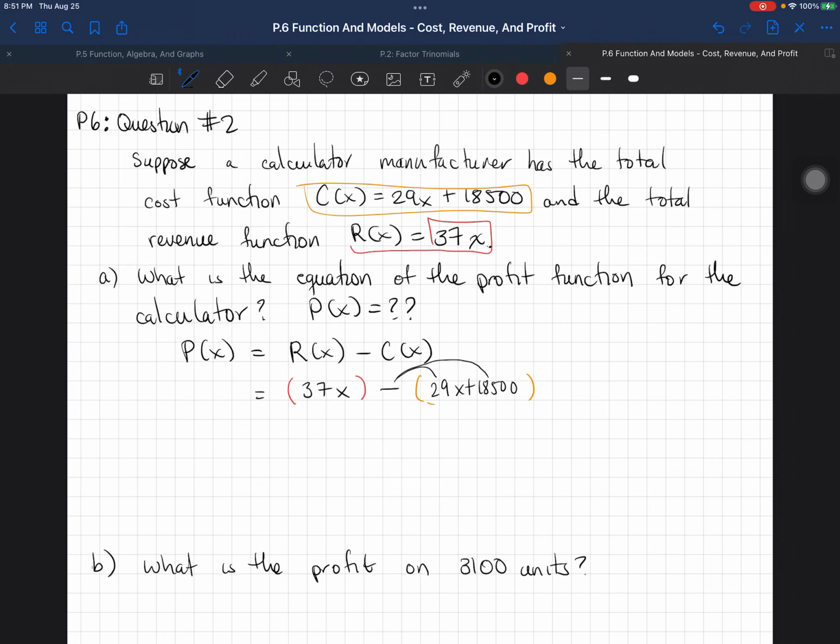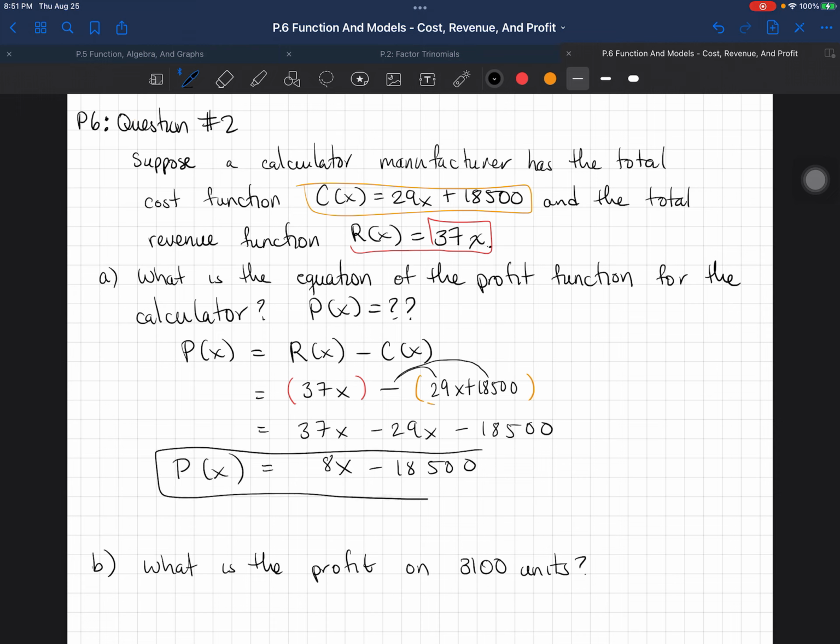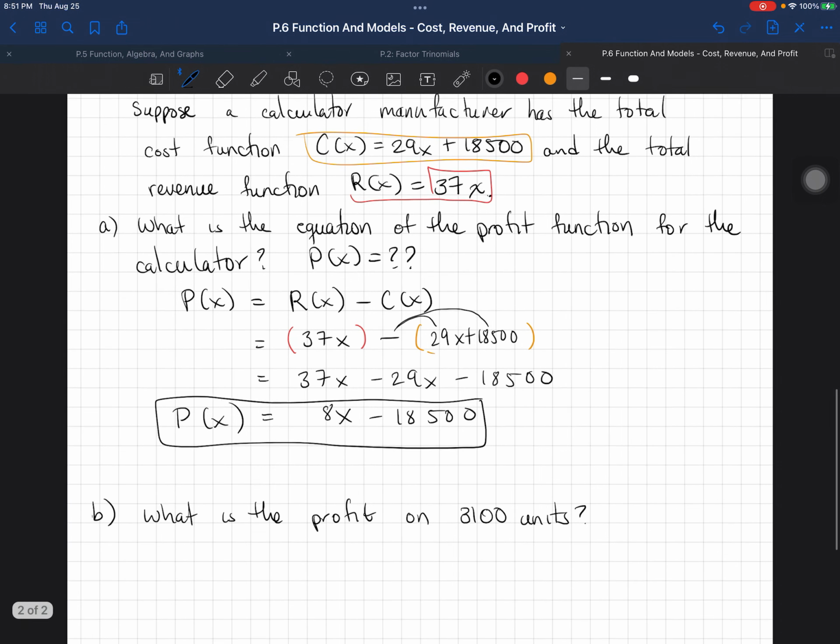Because now what you're going to do is use the distributive property to distribute the negative. So this will give you 37x minus 29x minus 18,500. You simplify this by combining like terms. 37x minus 29x is going to give us 8x minus 18,500. So there you go. We have found the profit function.